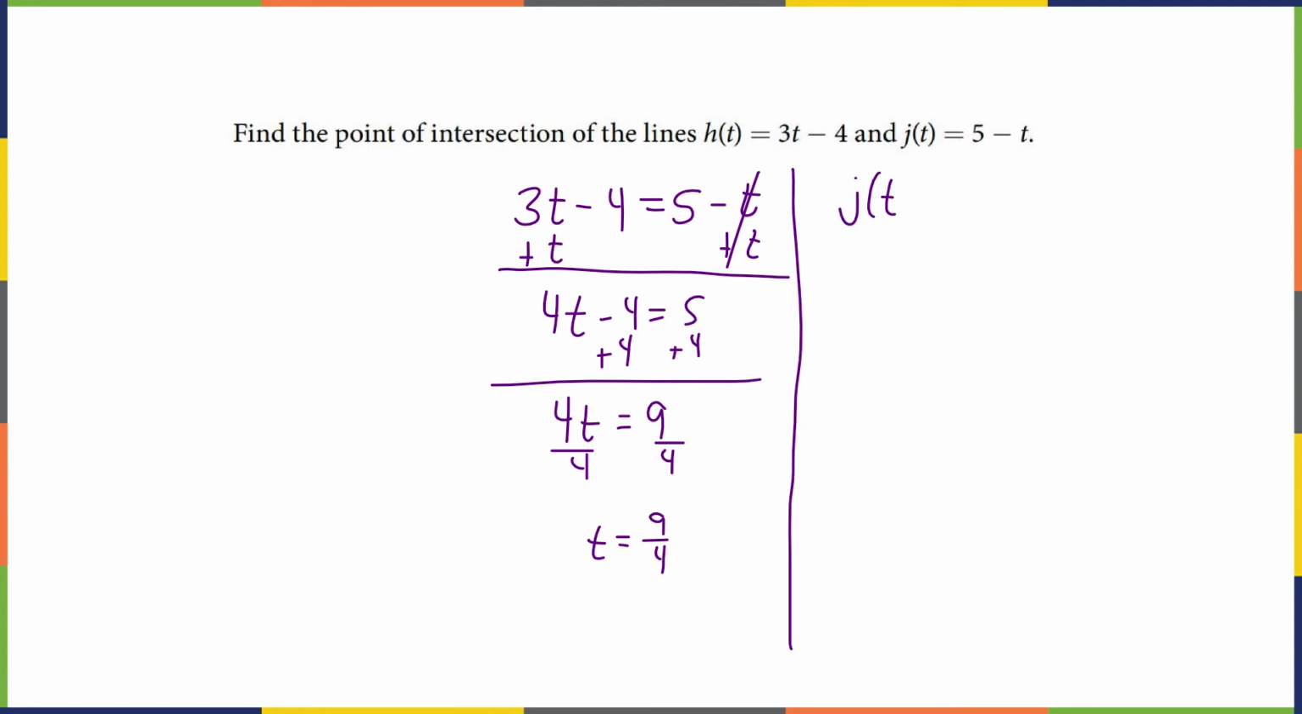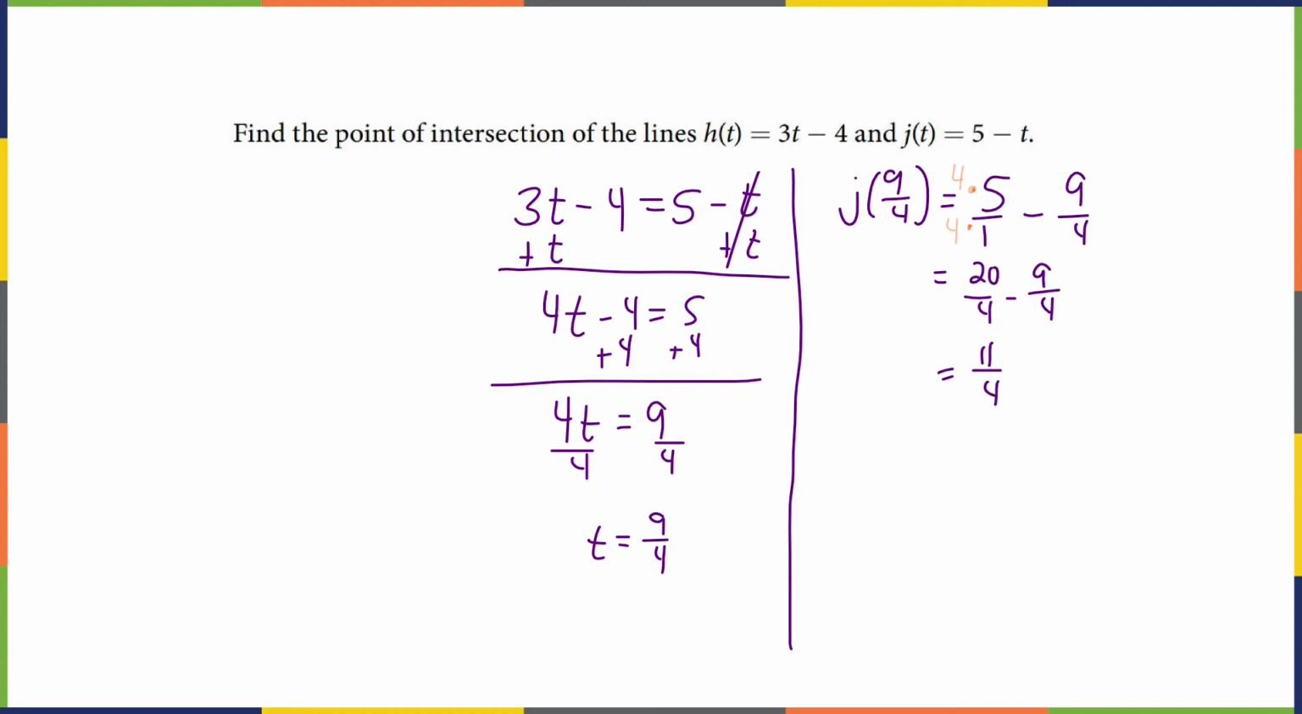So I have j of 9/4. I'm replacing the t with 9/4 because that's what I'm plugging in, so it's 5/1 minus 9/4. Now, in order to subtract these, I do need them to have a common denominator. So 5/1 is going to have to get multiplied by 4 on top and bottom. This is going to change it to be 20/4 minus 9/4, which is 11/4.